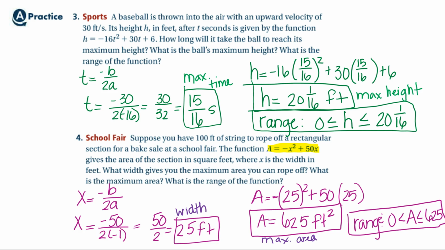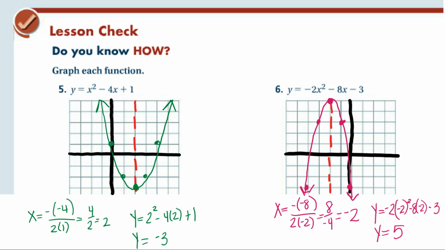Okay, let's take a look at the first 2 graphs to make sure we're on the right track. So here's 5 and 6. So 5 was y equals x squared minus 4x plus 1. So my axis of symmetry, since the b term there is already negative, I have a negative 4. That means when I substitute it in for my axis of symmetry, it's a negative 4 divided by 2 times 1. So 4 over 2, or 2.